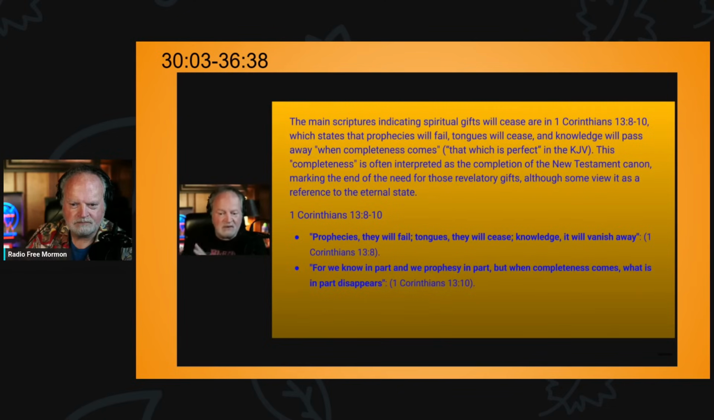This completeness, or that which is perfect, is often interpreted as the completion of the New Testament canon, marking the end of the need for those revelatory gifts. And if you've done any apologetic work as a Mormon, you know that this is the argument that is made based upon this passage, right? If you are a member of a church or you have the belief that spiritual gifts do not exist anymore, these are the verses you go to make your case.